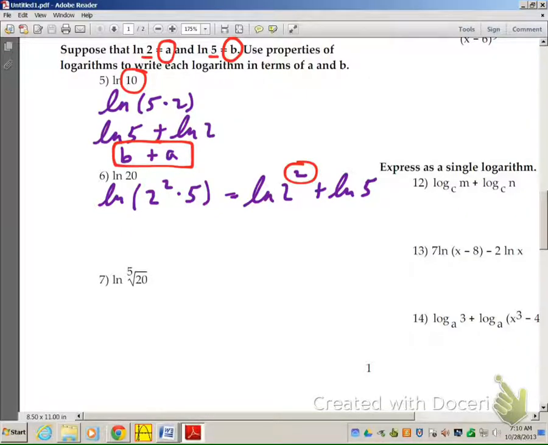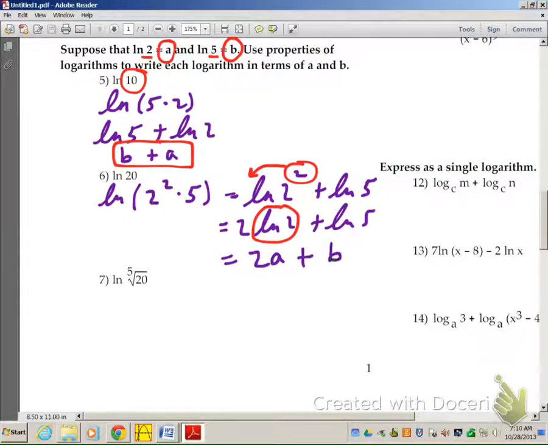If you look at your property sheet, we've got property number 4, which says that when we see this exponent way up here in the argument, we can bring that exponent out in front, and we can write that in terms of this exponent 2 multiplied by the ln of 2 plus the ln of 5. So we have 2 times the ln of 2, and we need the ln of 2 by itself because the ln of 2 has a value of a. That's what was given to us. Now there's a big mistake that students make all the time, and I don't want you to make this mistake. 2a plus b is the answer.